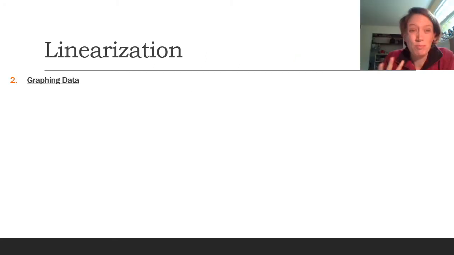Okay, so the question is, how do we take this big mess of data that creates this big ugly graph and turn it into a linear graph? What do we need to do to our data so that the graph is actually aligned instead of a big jumble of points like it showed before?